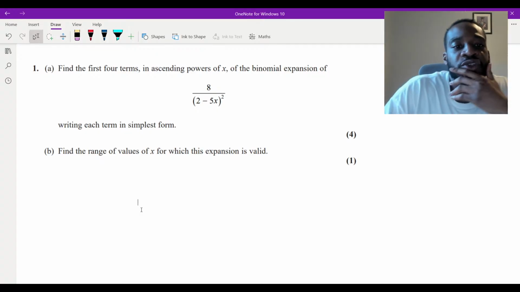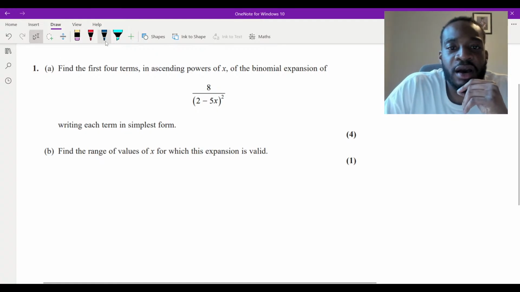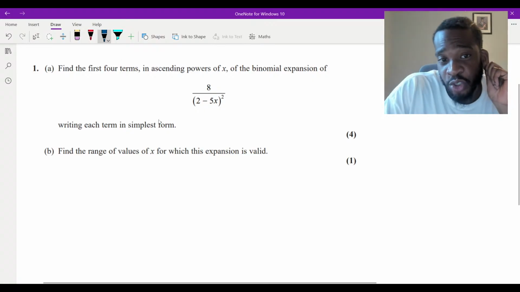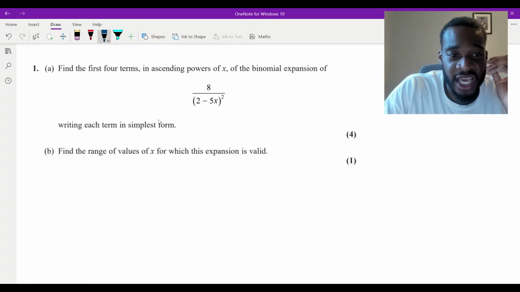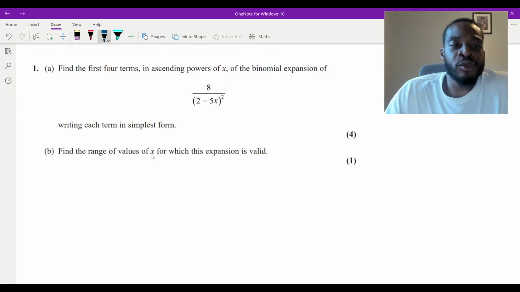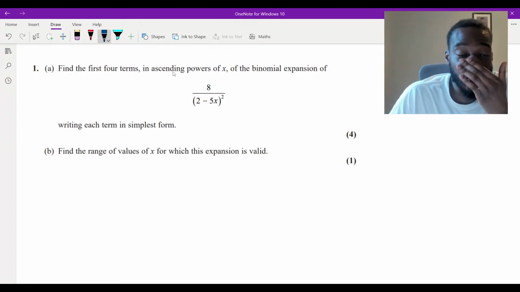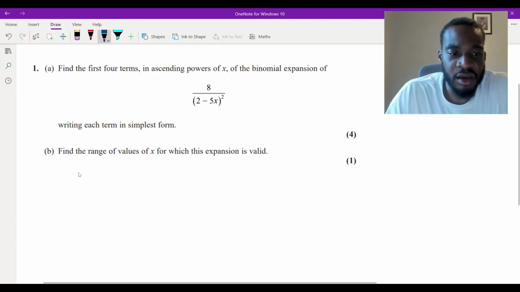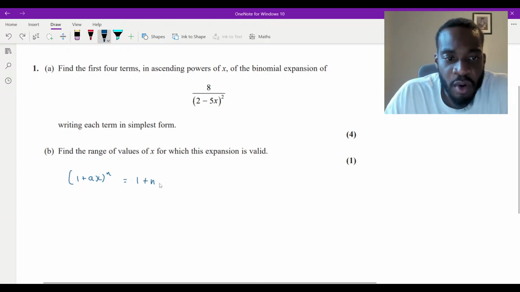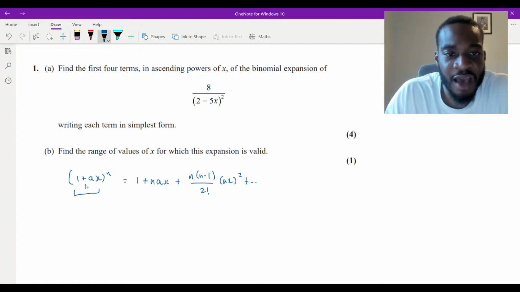It says find the first four terms in the ascending powers of x of the binomial expansion of 8 over 2 minus 5x all to the power of 2. Write each term in simplest form. Remember, your general formula for binomials with fractional and negative indices is: 1 plus ax to the power of n equals 1 plus nax plus n(n minus 1) over 2 factorial times (ax) squared, and so on. So that tells you that you need to have a 1 there.